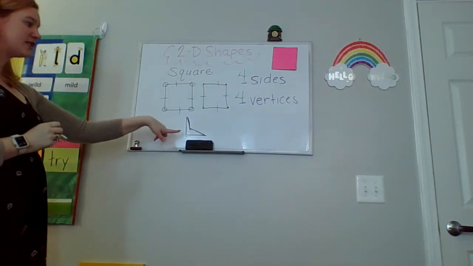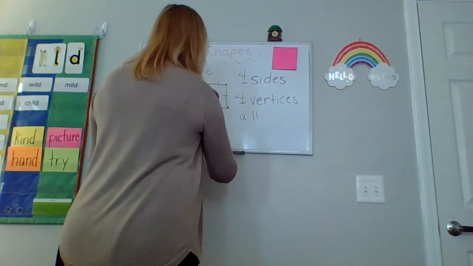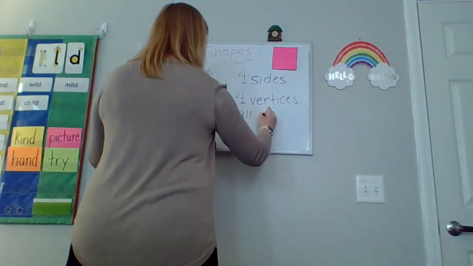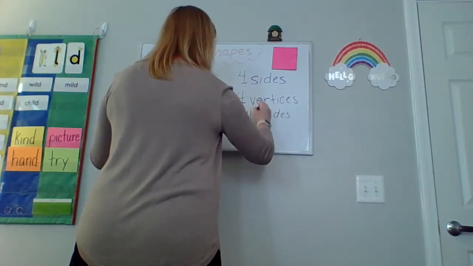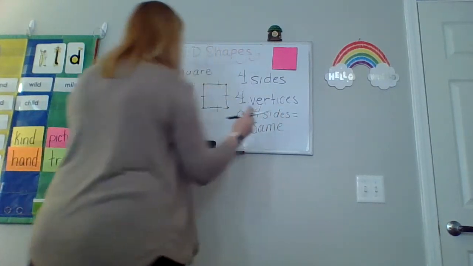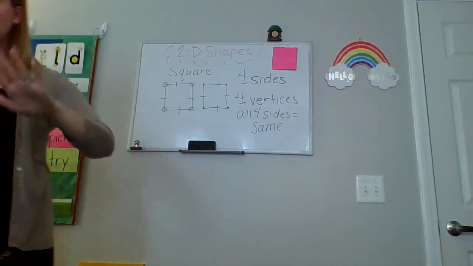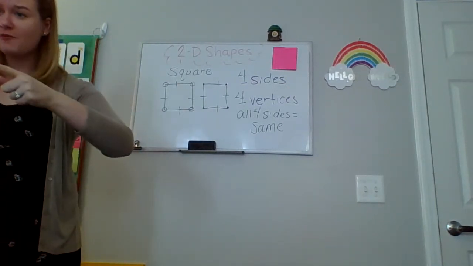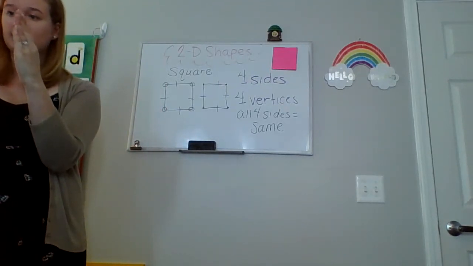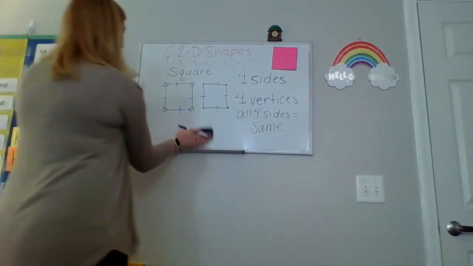Because a square has to have all sides the same. So all 4 sides are the same. They're all the same length. Okay? All 4 sides are the same. Mine's not perfect. Yours might not be perfect. That's okay. Try to make it look the closest to the square as possible. Just don't make it look like a rectangle. I would over-exaggerate a rectangle, you know?